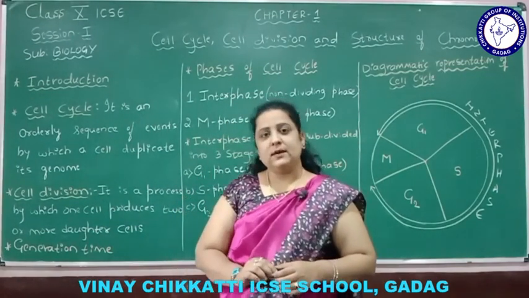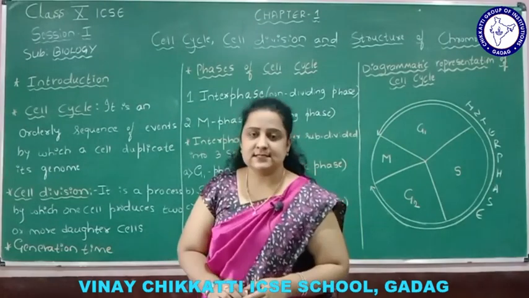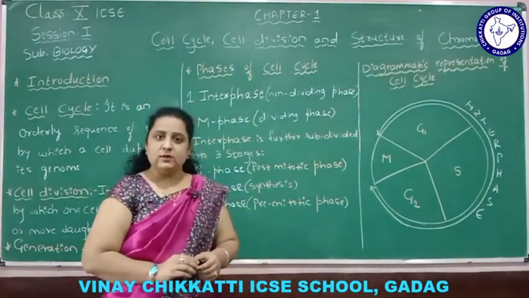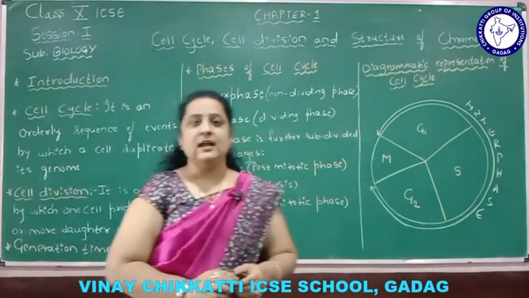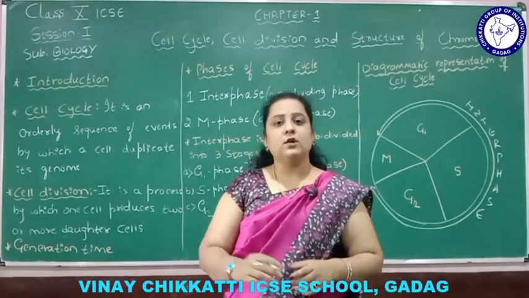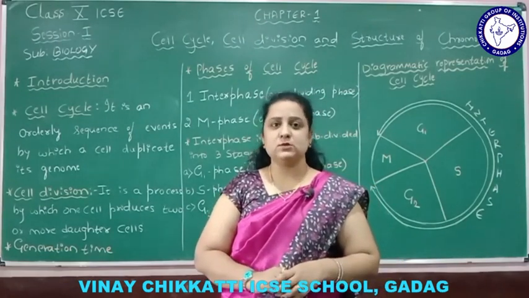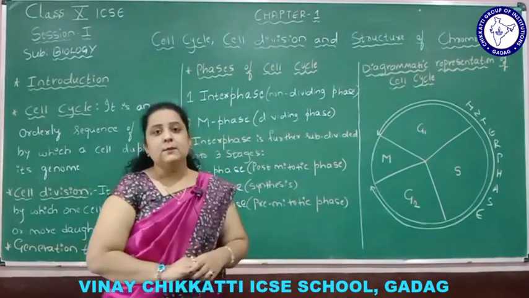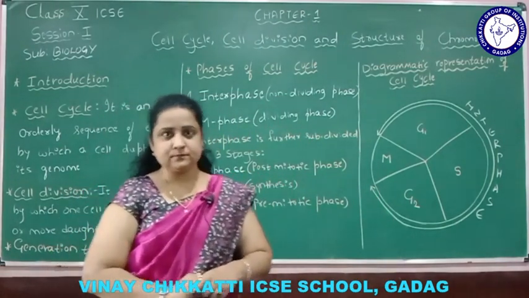The cell was discovered by Robert Hooke in 1665, and there are different types of cells like prokaryotic cells and eukaryotic cells, and there are different numbers of cells in different organisms. So the number of cells varies from species to species. And how is the cell produced? Cells are produced from pre-existing cells.